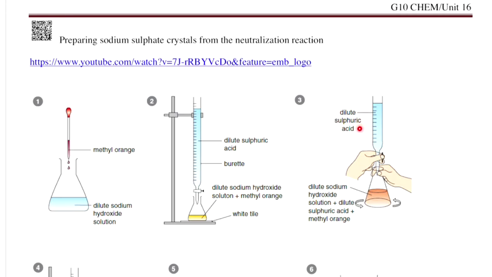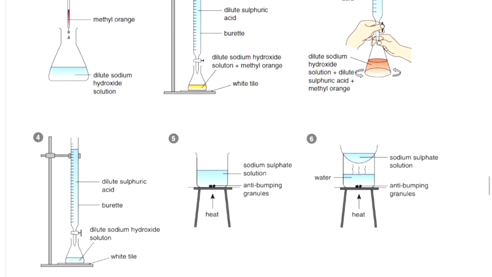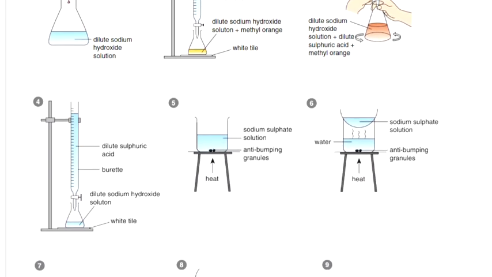Okay, but because the first time we added the indicator, methyl orange, it can be considered a side product in the reaction. If we want to obtain pure sodium sulfate crystals, we don't want any methyl orange in it. So we're going to repeat the experiment, but this time we are not going to add any methyl orange to the conical flask. So it's not a mixture, it's just a sodium hydroxide solution now.